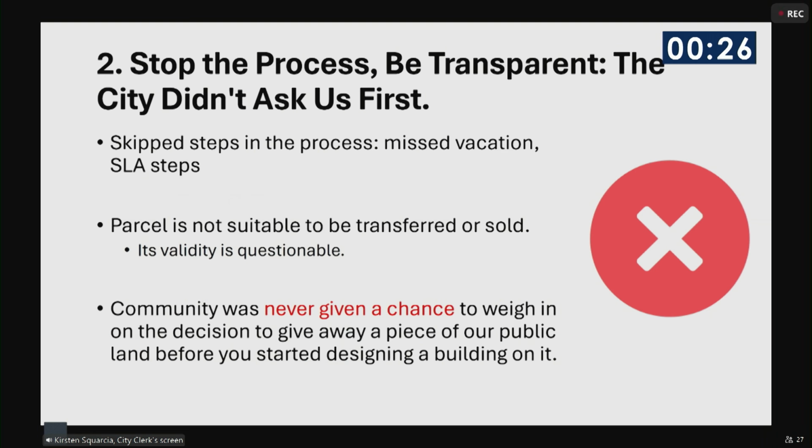We'd like the committee to stop the process and be transparent. We were not asked for comment about vacating this land, about converting use of public space. Now that over 600 residents have been alerted to this, you can see the turnout tonight. We are seriously concerned. Our community was simply never given a chance to weigh in on this decision to give away a piece of our public land before all these plans were thrown around to design on it. Thank you.